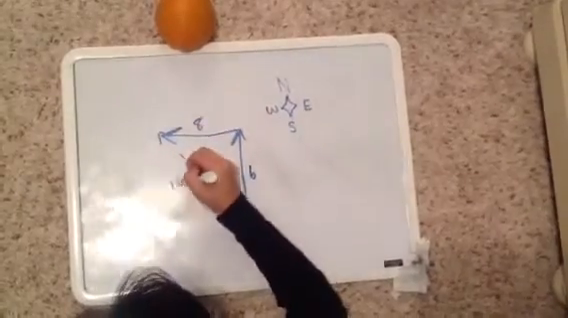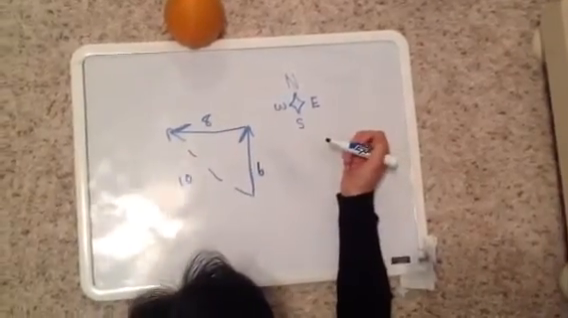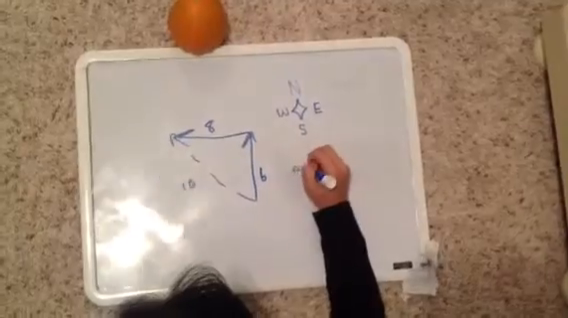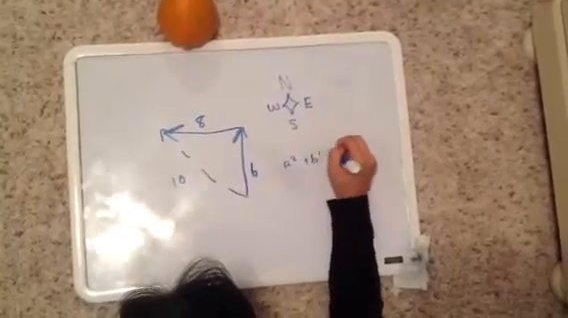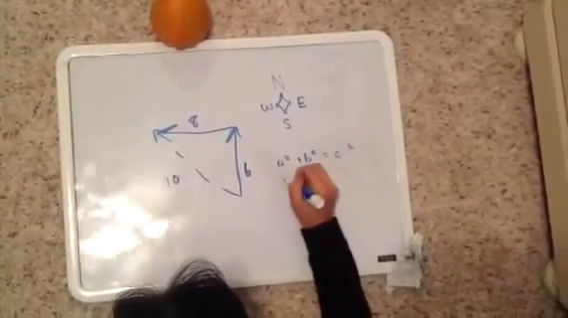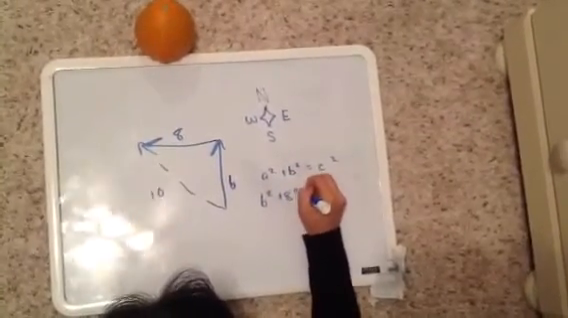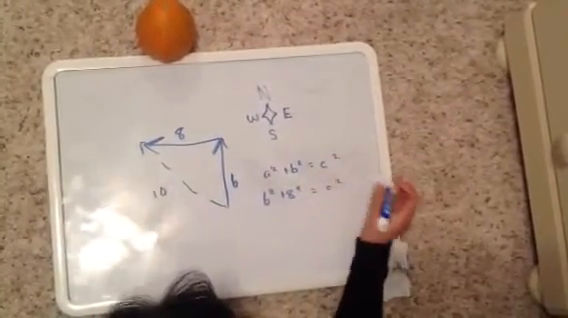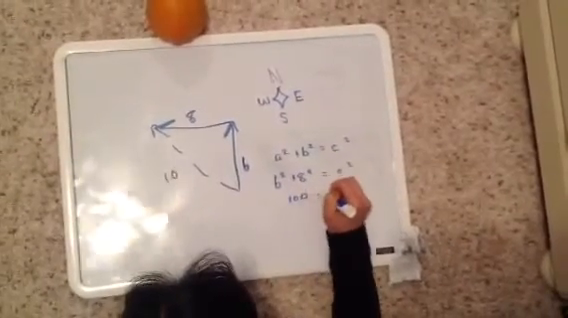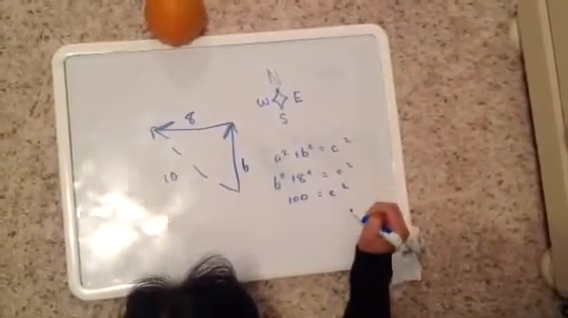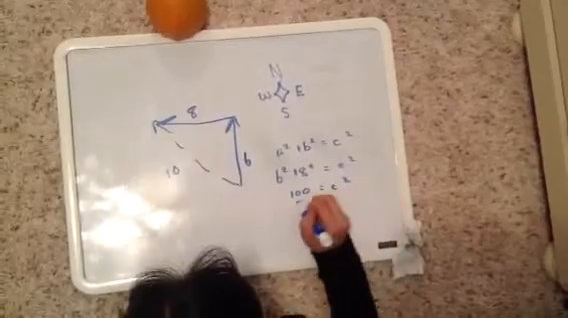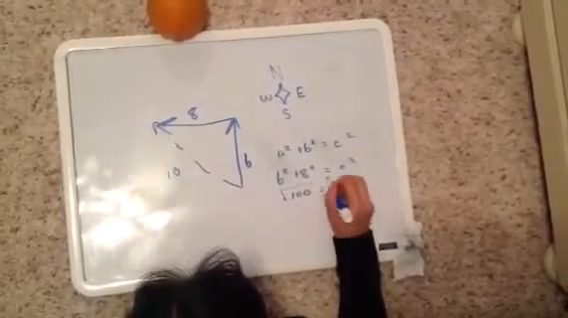To solve this problem, all we need to do is use the Pythagorean theorem, since this is a right triangle. Pythagorean theorem is a squared plus b squared equals c squared. So we would square the 6 and square the 8 and set it equal to c squared. That equals 100 equals c squared. Then we would square root.